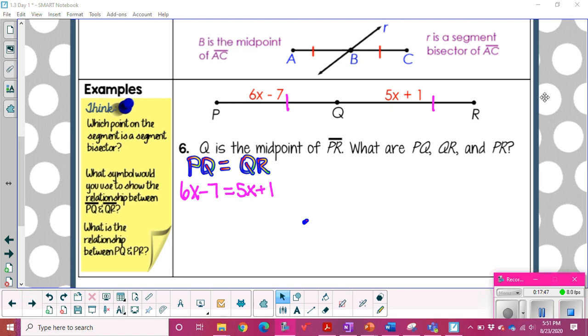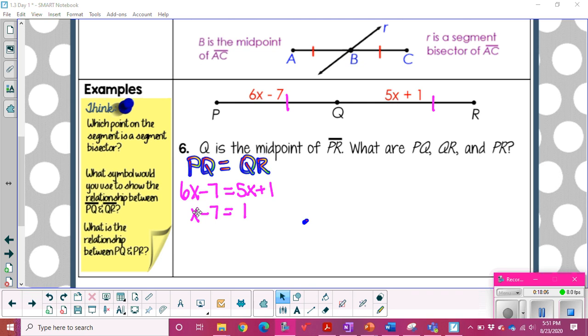Okay, I want to solve this for x. They're on two separate sides of the equation here. So to do that, I'm going to move 5x to the left side. So I'm going to subtract 5x from both sides. So 6x minus 5x is x. So I have x minus 7 equals, now I don't have 5x over here anymore, so this is just equals 1.